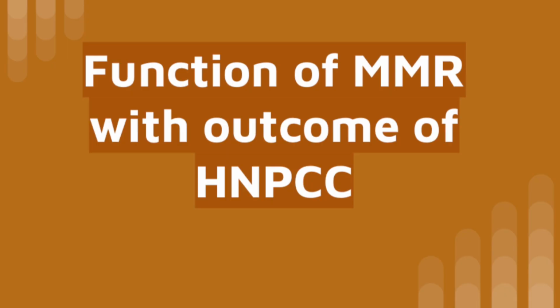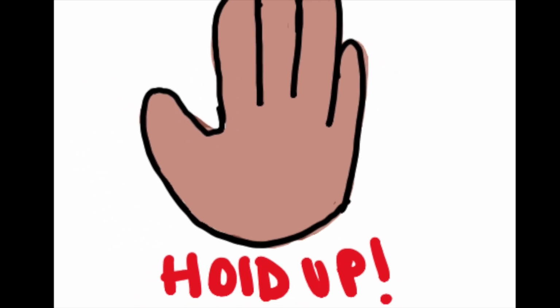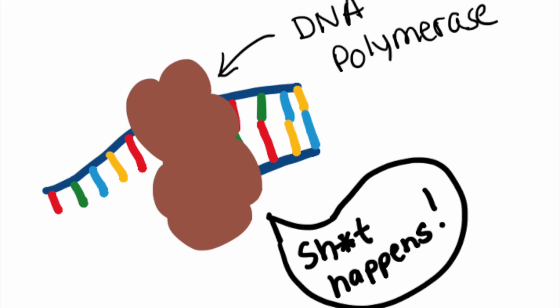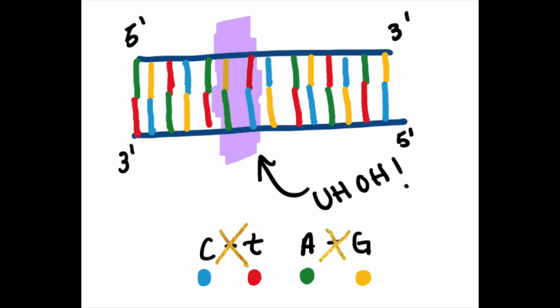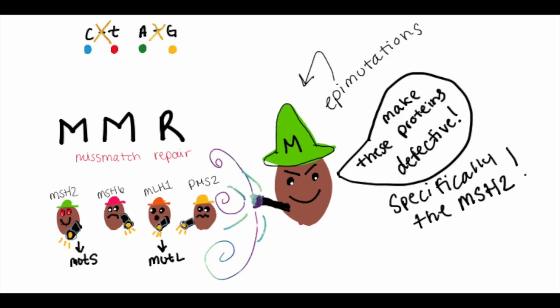Let's go over the function of MMR with the outcome of HNPCC. Let's talk about a what-if situation. What if something happens to the MMR proteins? So let's go back to the DNA polymerase. Like we said, it's not always perfect, and it does make mistakes. When there is a mistake, the MMR will take care of it. But what if something hinders the MMR activity?